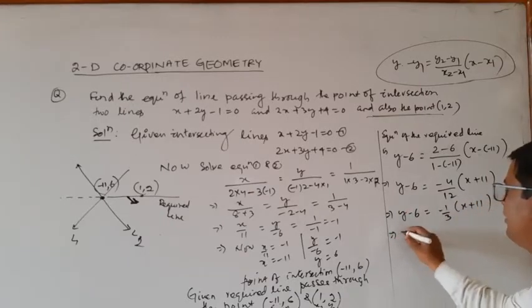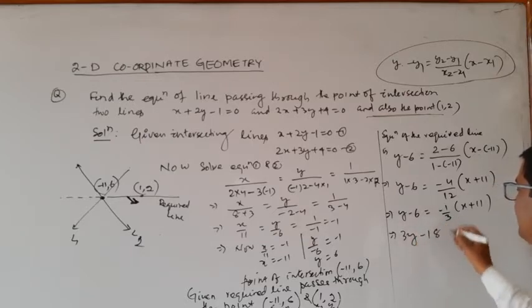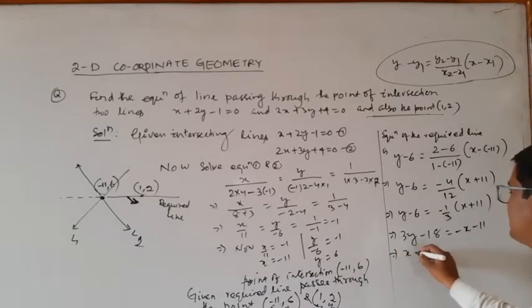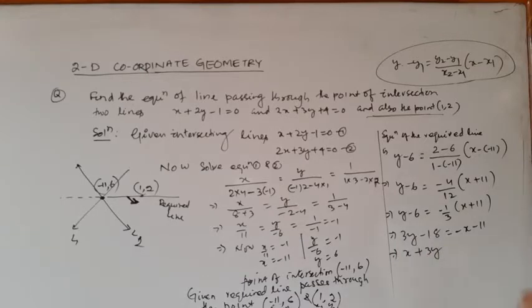Now 3y minus 18 is equal to minus x minus 11. Now x plus 3y, here plus minus 11. Take the left side, so this will be plus 11. So minus 7. x plus 3y minus 7 is equal to 0. This is the answer, the equation of the required line.